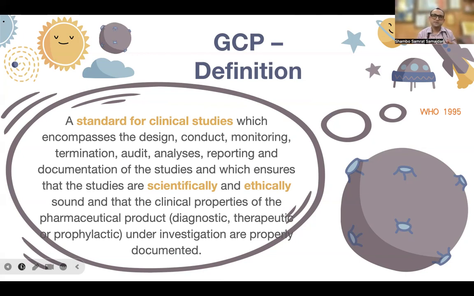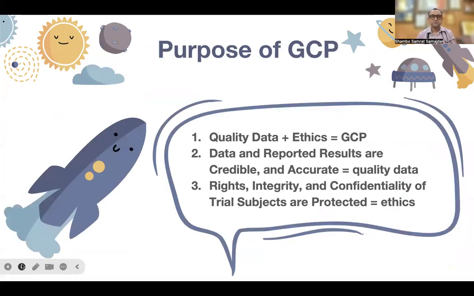Sometimes it is very important because when we talk about scientifically sound, automatically it should be ethically sound. Bad science is equal to bad ethics. We need to remember. So it is about clinical properties of the pharmaceutical product. It could be diagnostic, therapeutic, or prophylactic under investigation. Again, they should be properly documented. So documentation is again an important part of GCP. We need to remember.